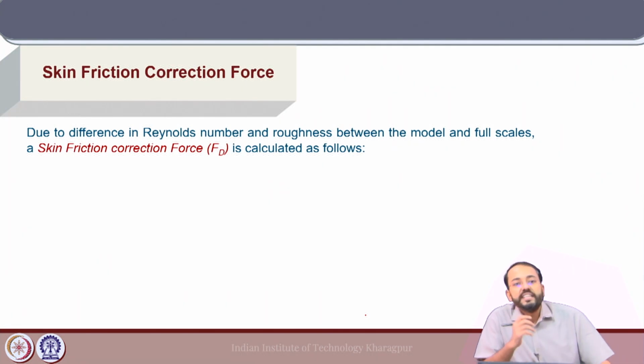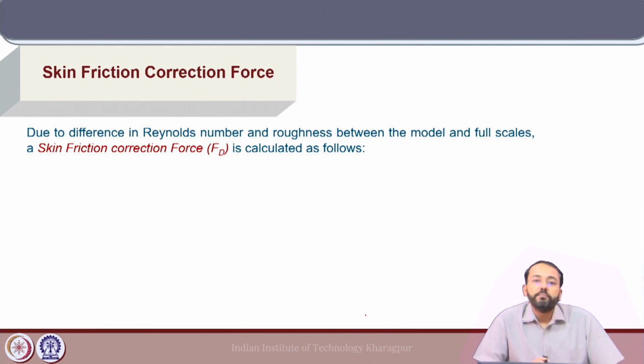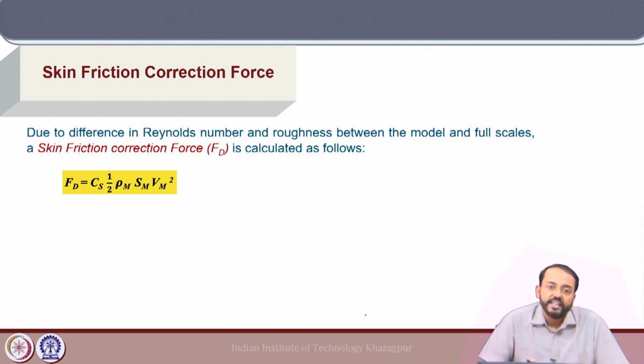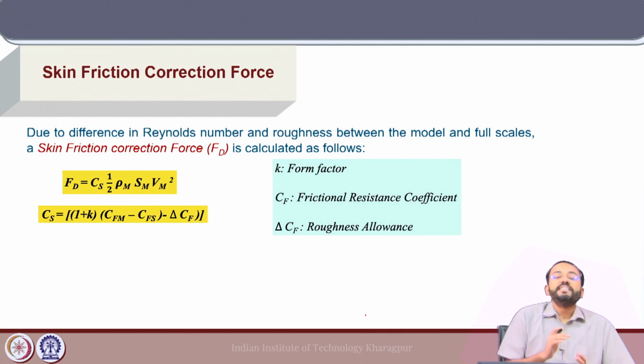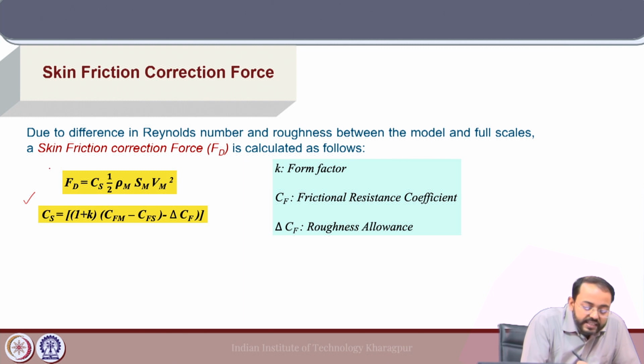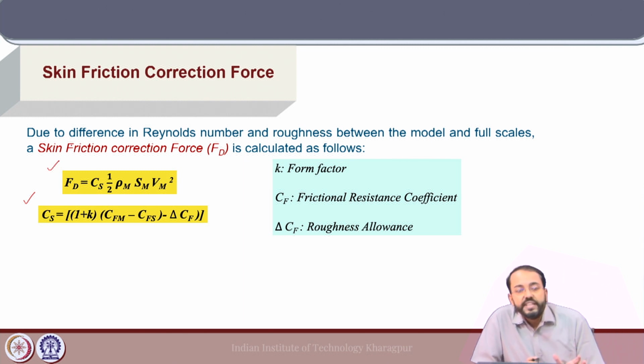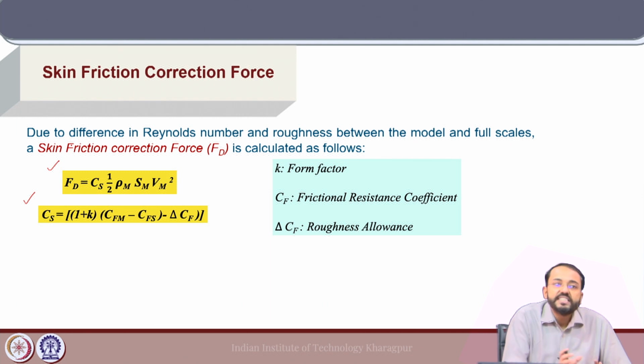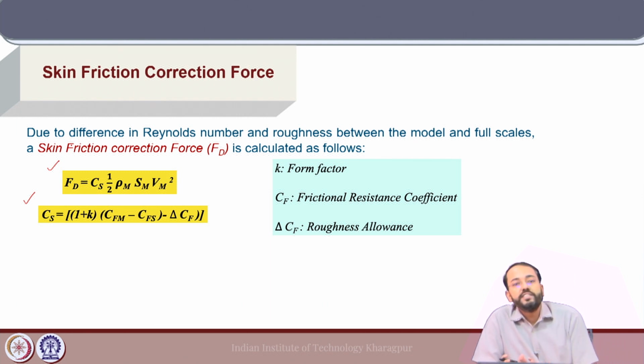Now, due to difference in Reynolds number and roughness between the model and full scale, a skin friction correction force, which is denoted as FD, is required to be calculated. Now, FD is related to the difference in friction resistance coefficient between the model and full scale as per these expressions. So, FD is defined as a coefficient Cs multiplied by half rho Sm Vm squared, where Sm is the weighted surface area of the model and Vm is the model speed.